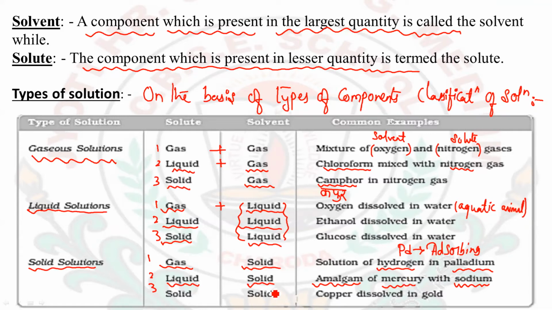Next is the solution of solid and solid, which is also known as alloys. You have studied about alloys in your class 10th. Alloys are nothing other than when two solids are mixed together, forming a solution. So when copper is dissolved in gold in order to strengthen the gold, when we are making steel, when we are making brass, all these are very good examples of alloys, and they are examples for your solid plus solid solutions. Okay, let's move further.